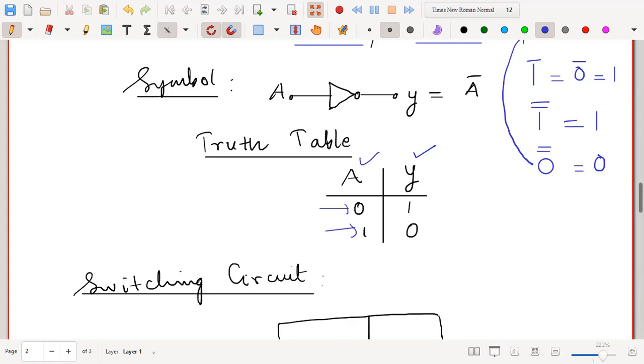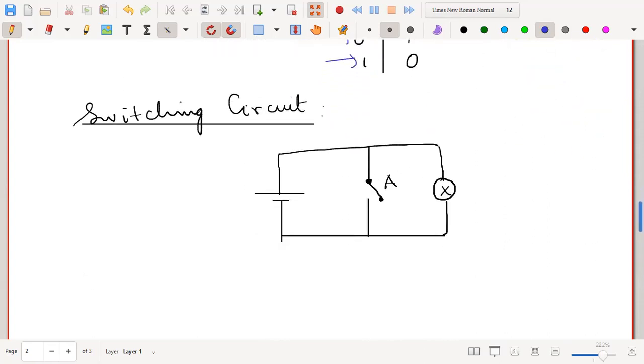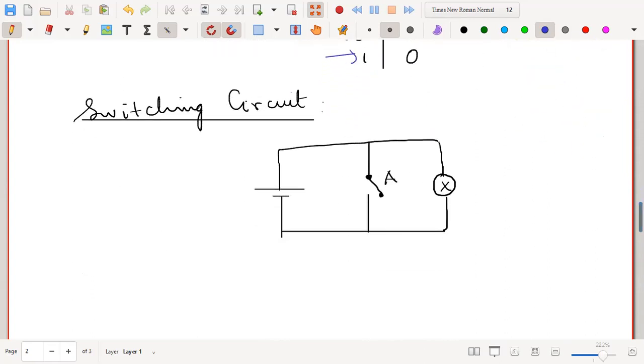So it will be very easy to remember. Now let us go and try to design this NOT gate with the help of some transistor. We just require a single transistor to design it. Before we actually go and design the NOT gate, let me tell you the switching circuit first.